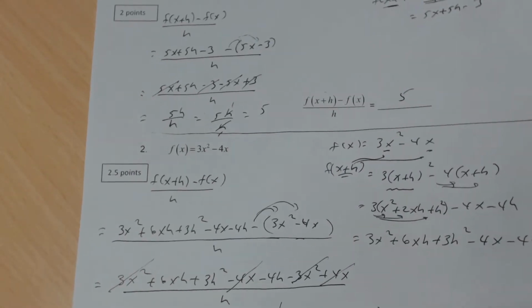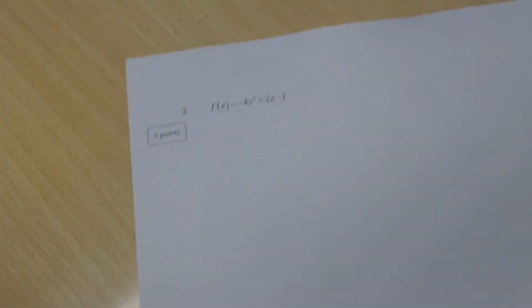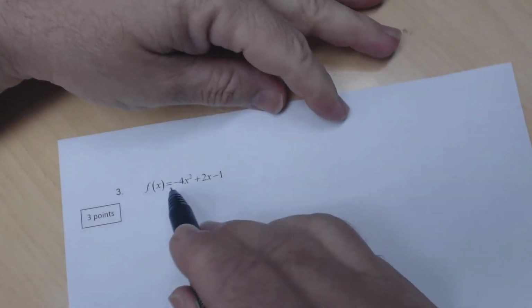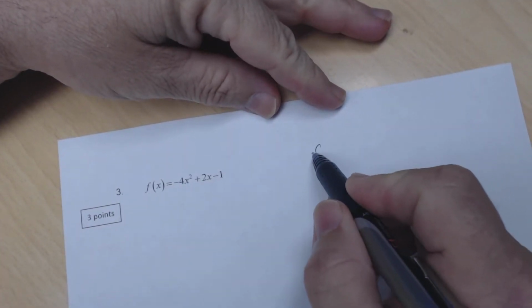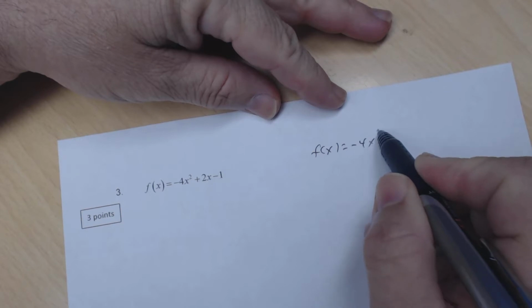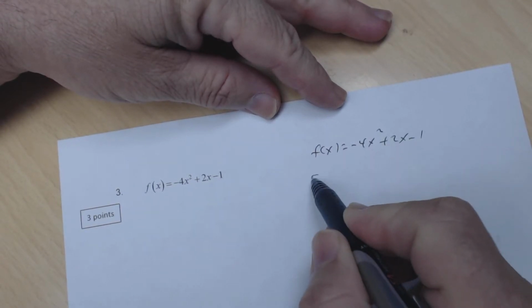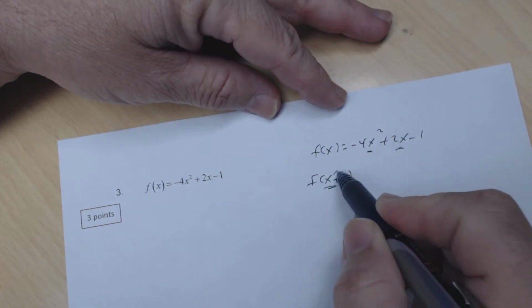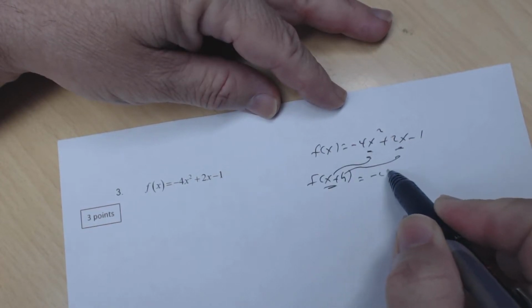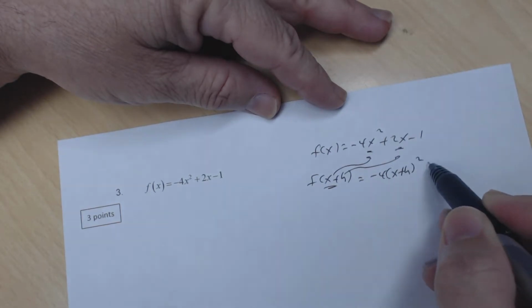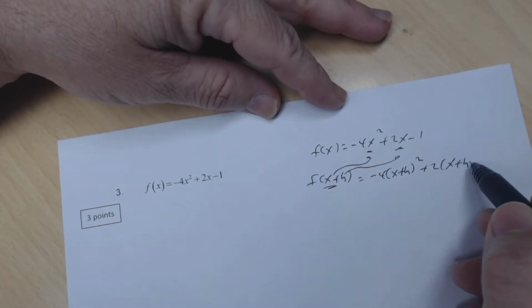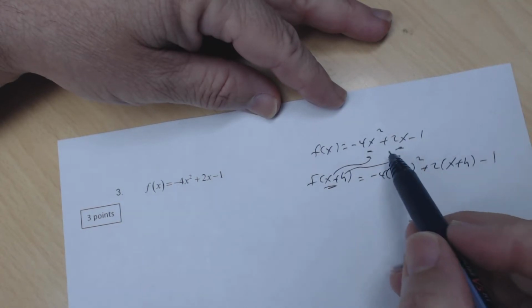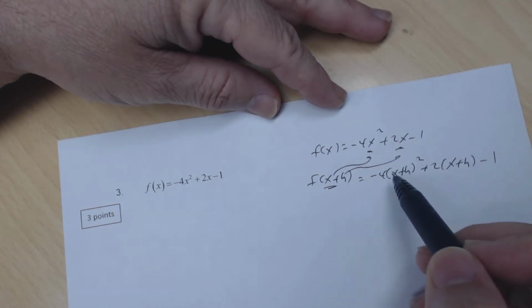Alright, number 3. Okay, same thing. So again, we're going to find f of x plus h first. So let's go ahead and do that here. I'm going to rewrite this function: f of x equals negative 4x squared plus 2x minus 1. So f of x plus h: wherever you see the variable x, I'm going to substitute x plus h. So I get negative 4 times x plus h squared plus 2 times x plus h minus 1.